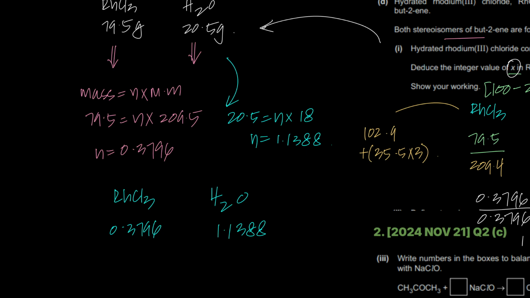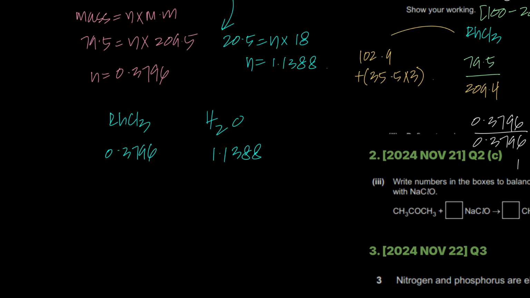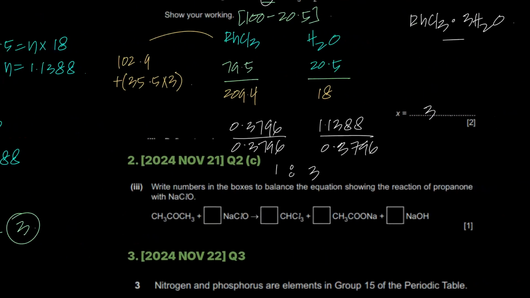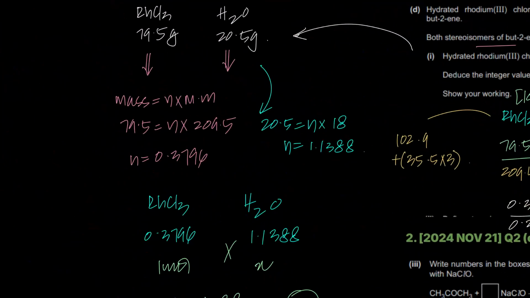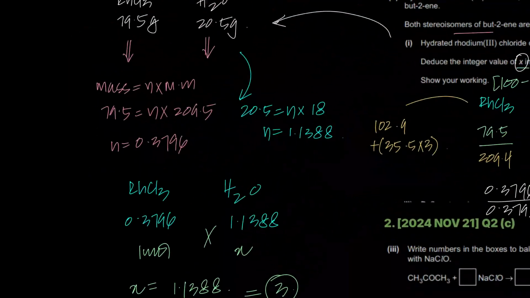For 1 mole, you have X H2O, right? So if for 0.3796 you have 1.1388, for 1 mole, how many moles of H2O would you have? X. Cross multiply, what do you get? 1.1388 divided by 0.3796. What do you get? You should effectively get 3. So both methods are absolutely correct. You could use this one, you could use this one. This is the one that we've been using since O-level IGCSE, but the reality behind X calculation is the empirical formula. And effectively, you are doing that.